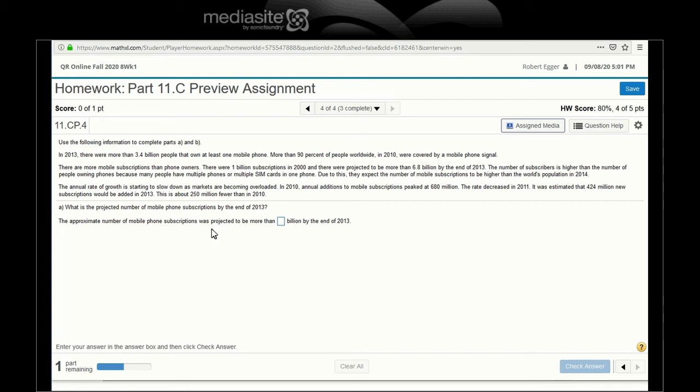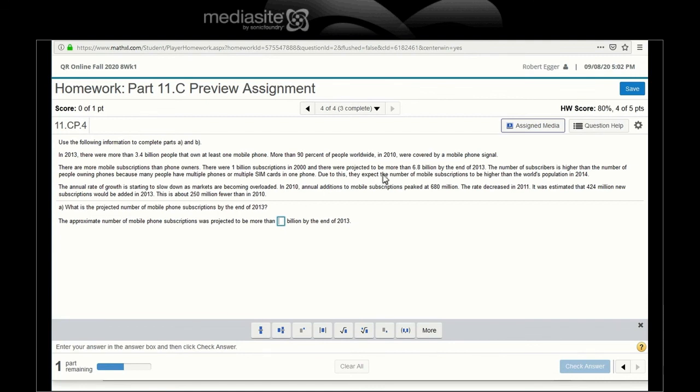So what is the projected number of mobile phone subscriptions by the end of 2013? The approximate number of mobile phone subscriptions was projected to be more than, let's see, 6.8 billion by the end of 2013. So right here.